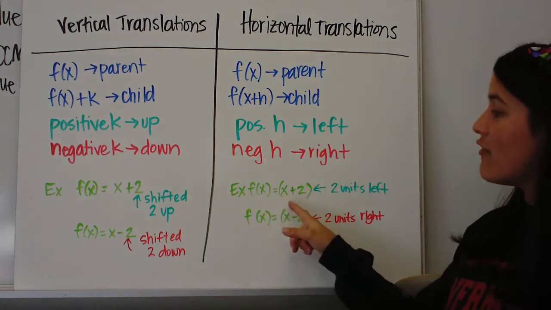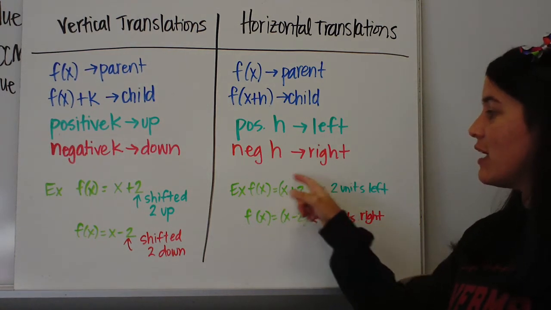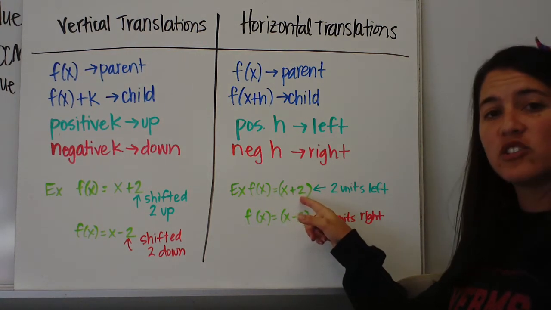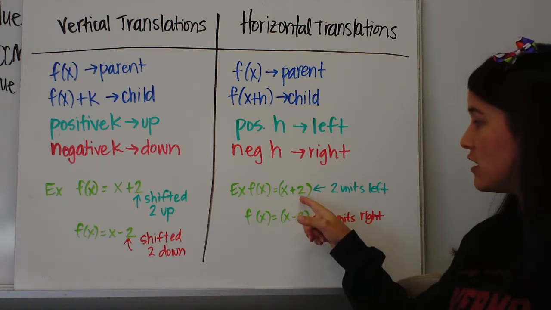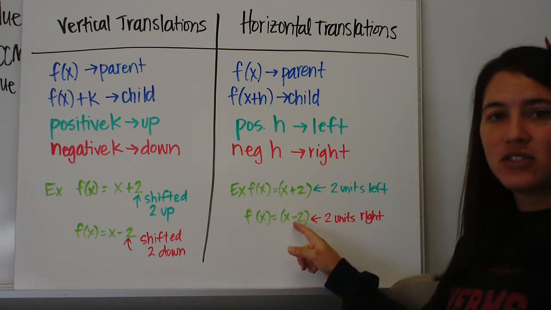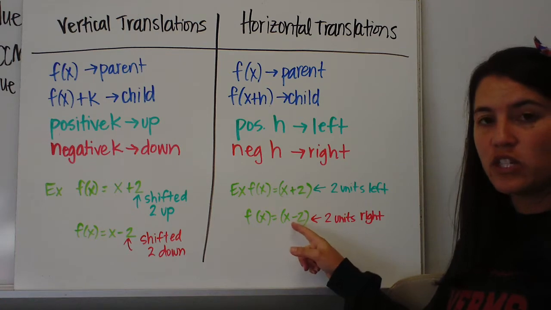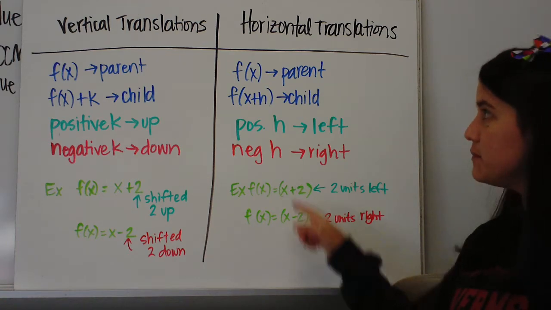Positive H is going to go left, and a negative H is going to go right. So what that means, if you have an example like this, x plus 2 inside parentheses, this is really going to shift 2 units left. And if you have an x minus 2 inside parentheses, this is really going to shift 2 units right.